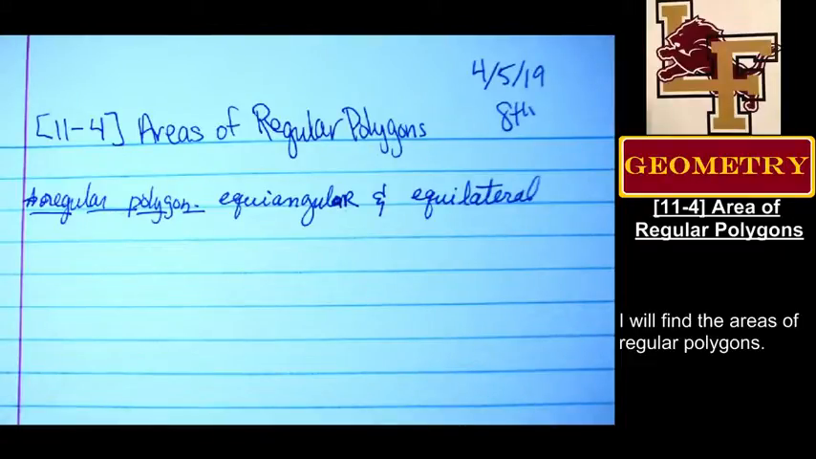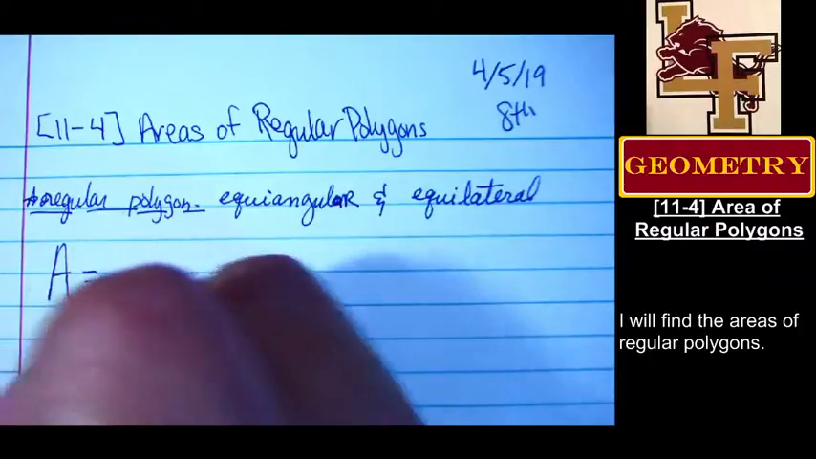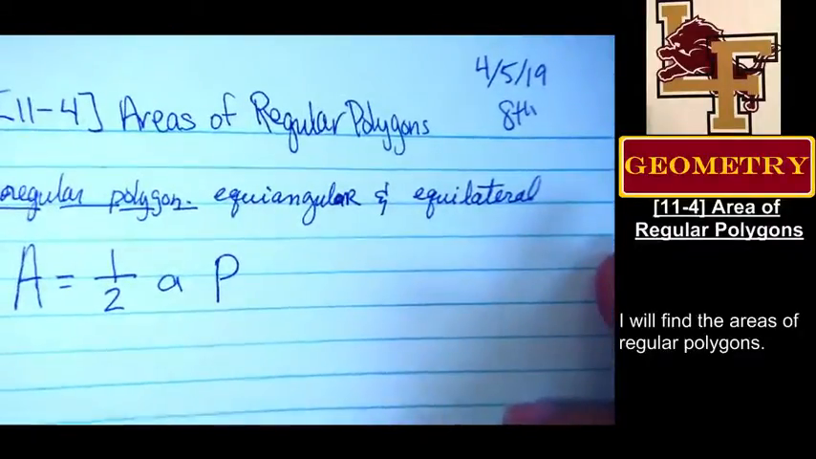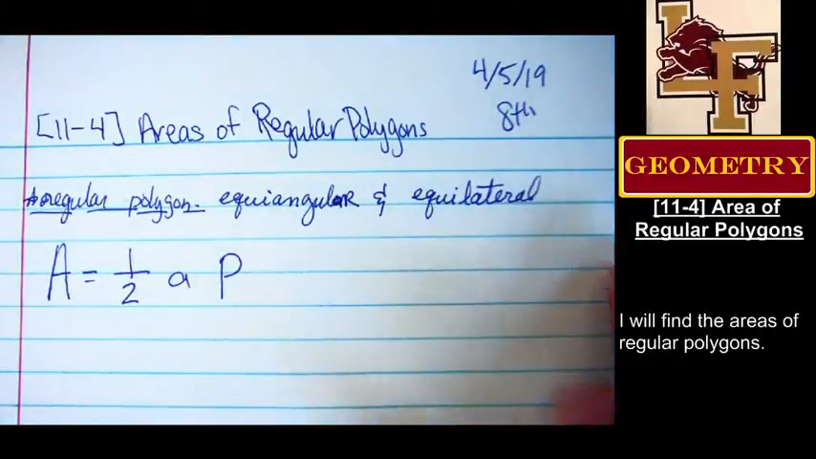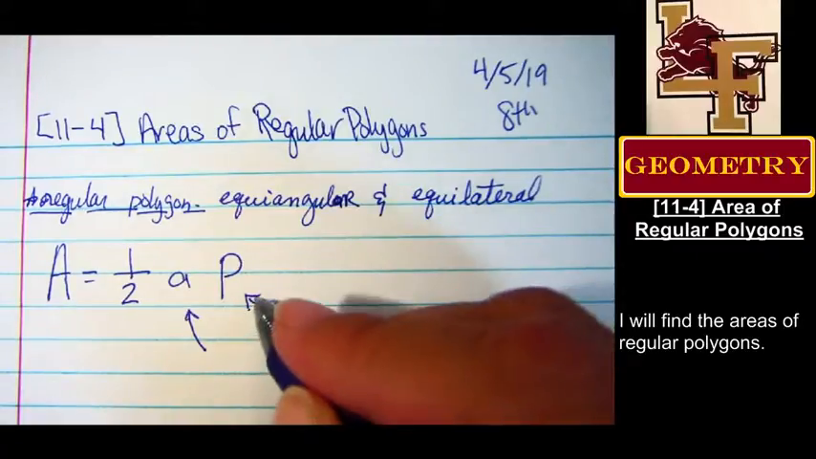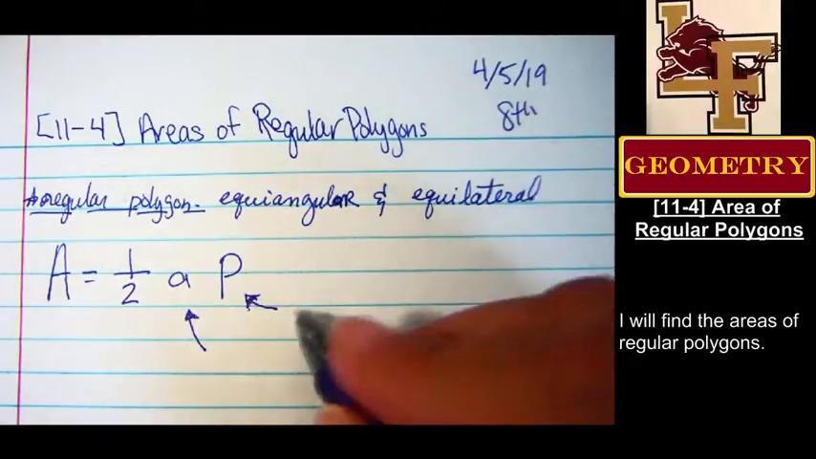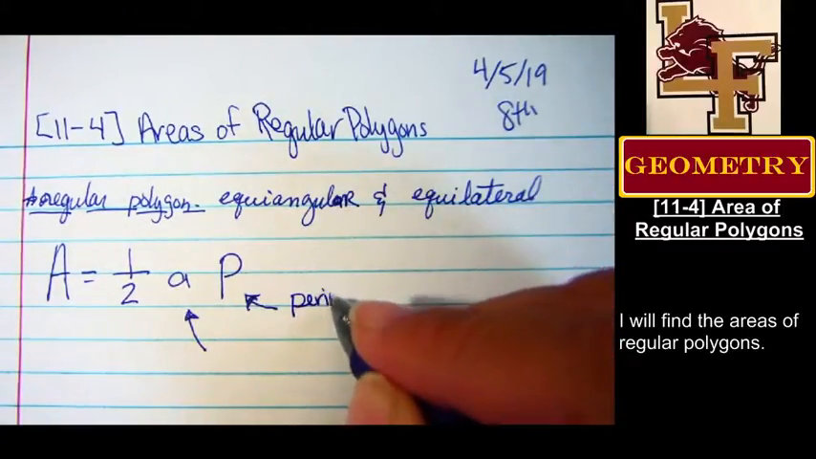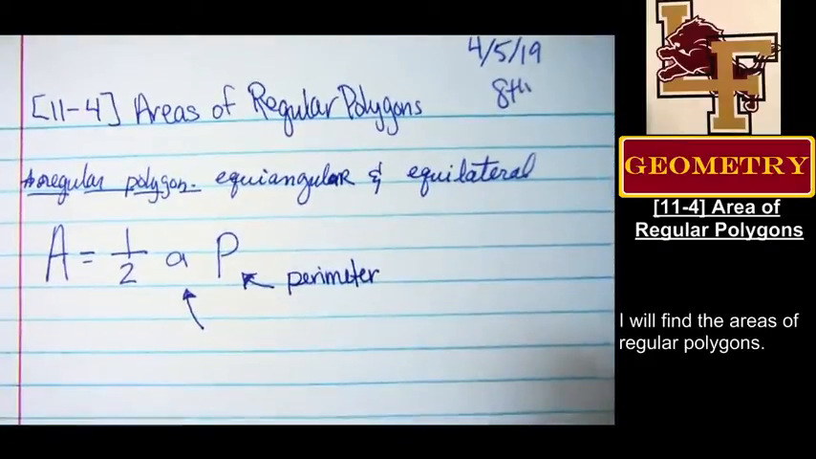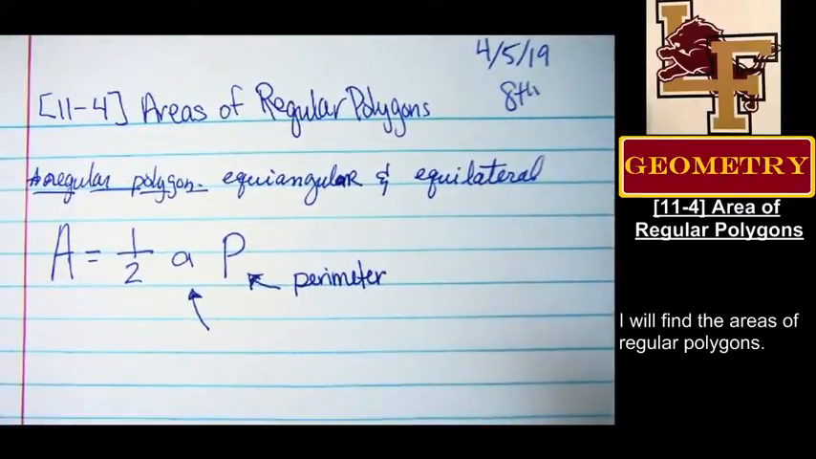And we have a formula for the area of a regular polygon. Here's our formula. Big A for area is equal to 1/2 times little a times capital P. The capital P stands for perimeter. How do you find perimeter? You add up all the sides. That one's easy peasy. It's this little a that can get a little complicated.